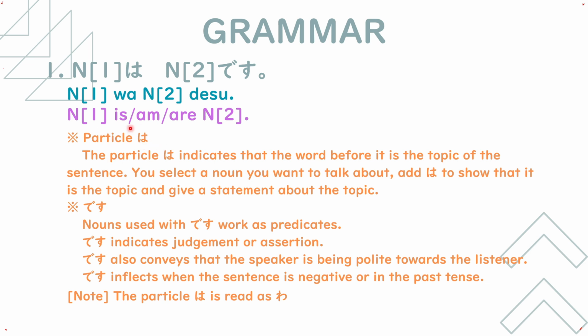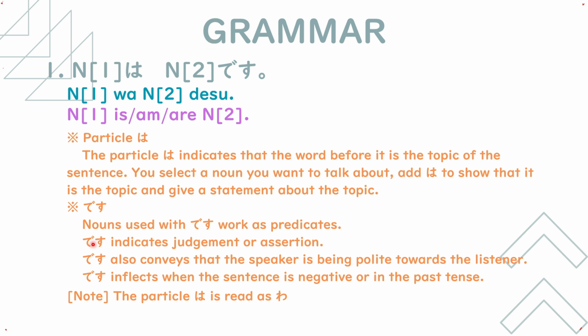The particle wa, okay, just note that this is, if you have memorized your hiragana and katakana, this is ha, but the particle ha is read as wa, okay? So the particle wa indicates that the word before it is the topic of the sentence. You select a noun you want to talk about and add wa to show that it is the topic and give a statement about the topic.